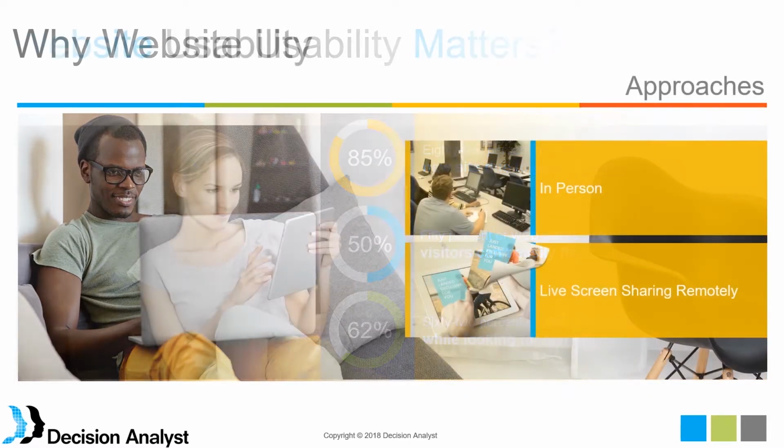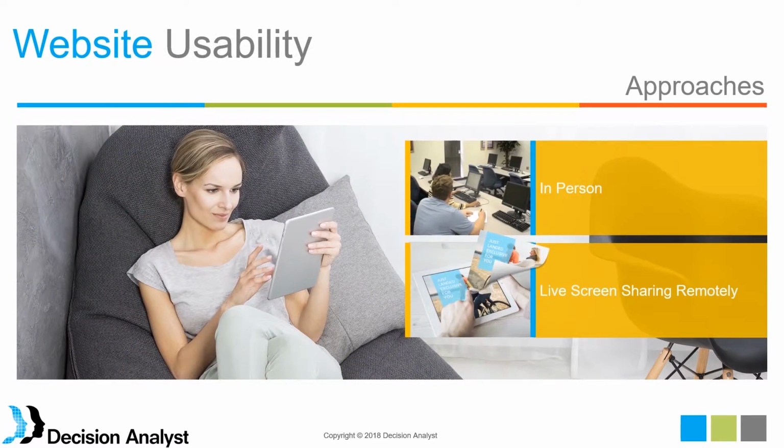Thanks, Clay. So for website usability, there are two basic approaches: in-person and live stream share. For in-person, we can hold them at focus group facilities, or we can have them at a lab on site. We have one here at Decision Analyst that we've used from time to time. Or we can remotely connect and live stream the observer to the movements.